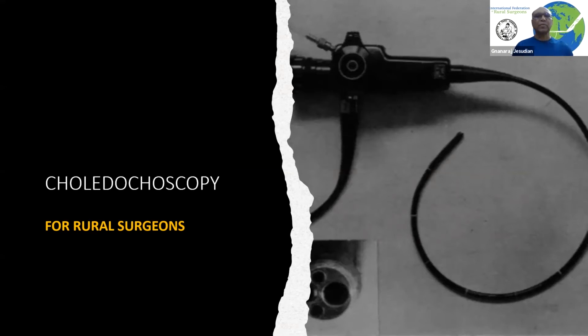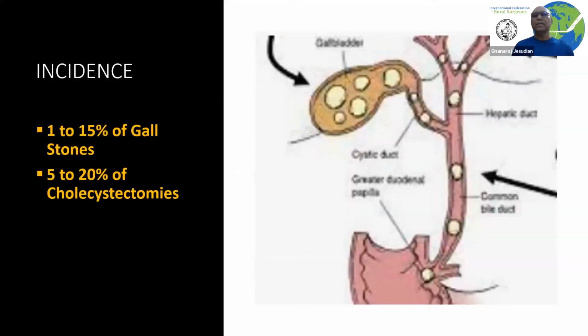Today we are going to talk about choledocoscopy, which is essentially having a look at the common bile duct. This is primarily done to see if there are any stones in the common bile duct and to remove them if possible. About 10 to 15% of gallstone disease is associated with stones in the common bile duct.